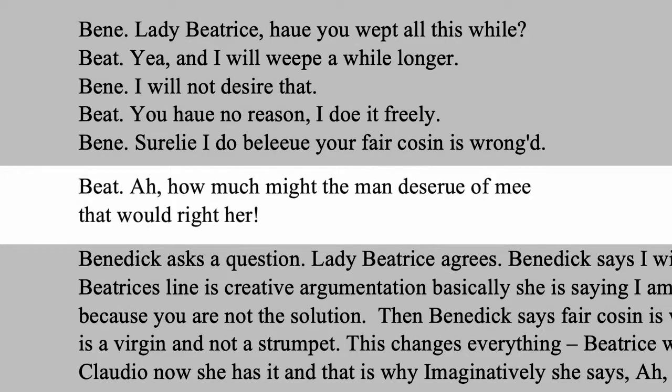And her response is, "Ah, comma, how much might the man deserve of me that would right her?" Little word, ah. Ah is different than O. O is a release of energy and emotion. Ah, light bulb going off. And then we talked about Mae West. She does her famous M's. How much might the man deserve of me that would right her?